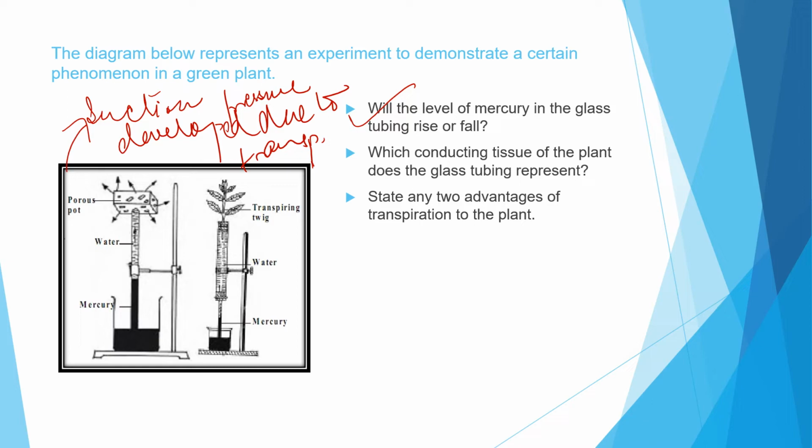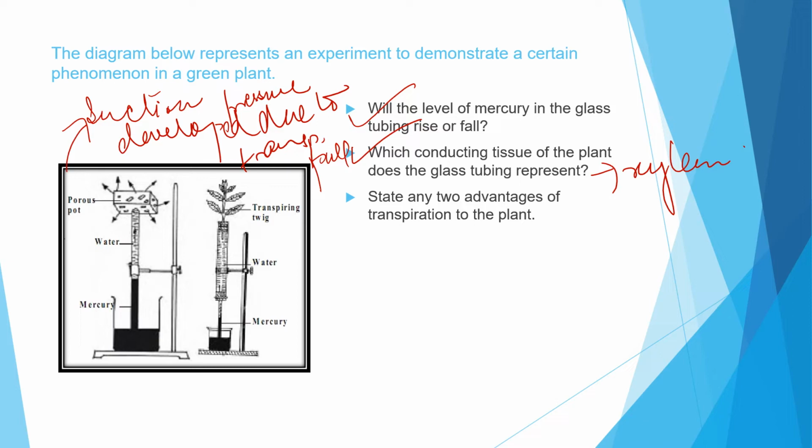Now will the level of mercury in the glass tube rise? It will actually rise. The rise of the mercury through the graduated glass tube happens after the desirable time we have kept it. What does it indicate? It indicates the suction of the transpirational pull exerted. Which conducting tissue of the plant does the glass tubing represent? It represents the xylem. The xylem vessels transmit to the water column in the glass tube, and ultimately to the mercury level in the beaker.